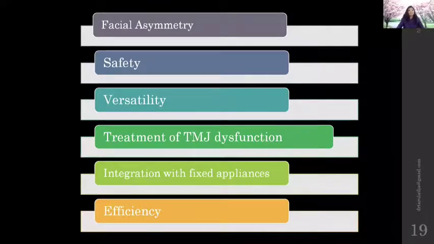It is efficient because within the start of the twin block appliance, you get the result within 6 to 9 months. So it is quite efficient because it is worn 24 hours per day. That is 24 hours, the whole day you are wearing it. Because of that, its efficiency is twofold more than the normal appliances.